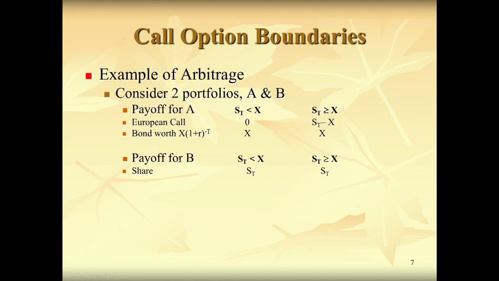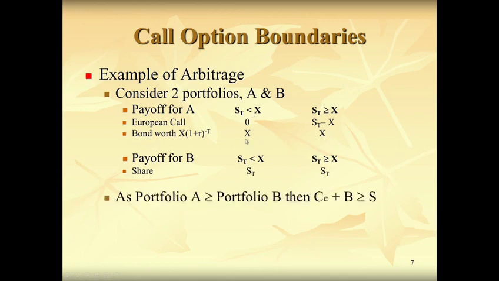And you create another portfolio where you go long a share. So whatever happens at expiration, the share price is the share price at expiration, right? So it's ST. Now, which of these is bigger, A or B? A is bigger, right? This is X. This is ST. So X is greater than ST, right? So A is greater than portfolio B. So you could therefore say that a call plus a bond is greater than a stock. Now rearranging it gives you a call is greater than S minus your bond. Okay? Does everyone follow?